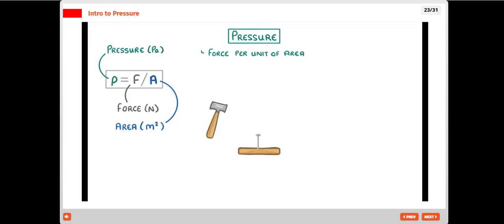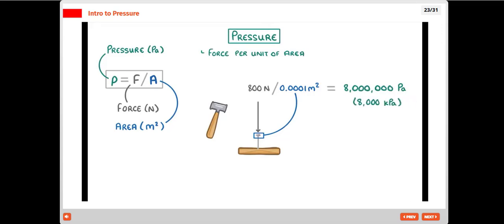So if you hit a nail with a hammer, you would be applying a force to the area of the nail head, which would result in a pressure on the nail. For example, if you applied 800 newtons of force and the area of the nail head was 0.0001 meters squared, then you'll generate a pressure of 8 million pascals, or 8,000 kilopascals. In this case, the pressure was created from the collision of two solid objects, the hammer and the nail.